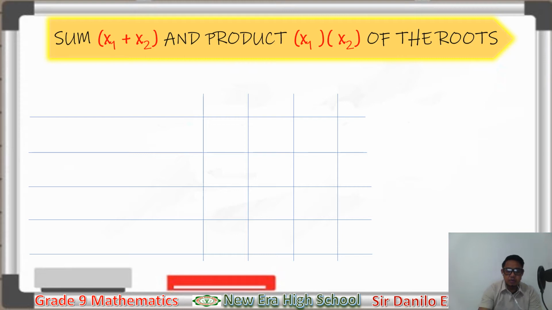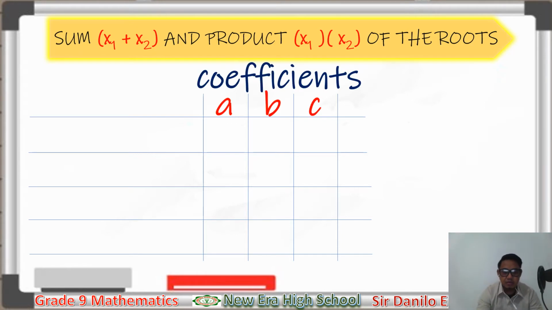So, let's have an example. Aalamin natin yung mga coefficient. Yan yung pinakamahalaga sa sum and product of the roots: the coefficient of the given quadratic equation. Remember the standard form of the quadratic equation, which is ax squared plus bx plus c is equal to 0. Dapat alam natin na i-identify yung ating value ng a, b, and c.